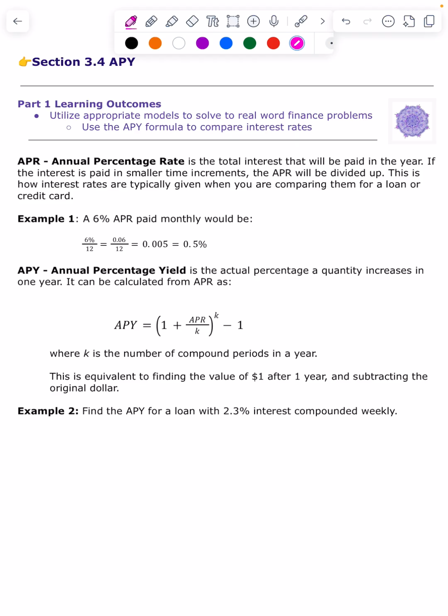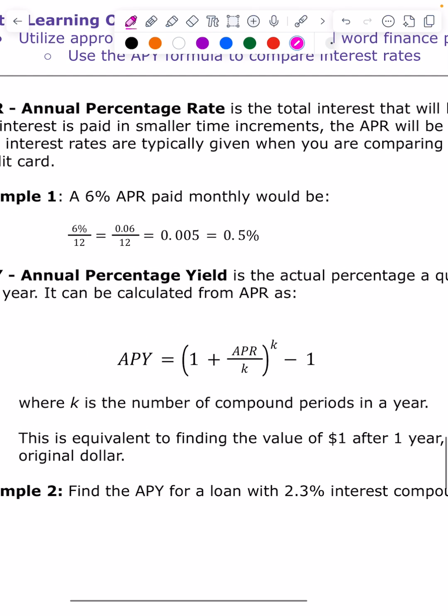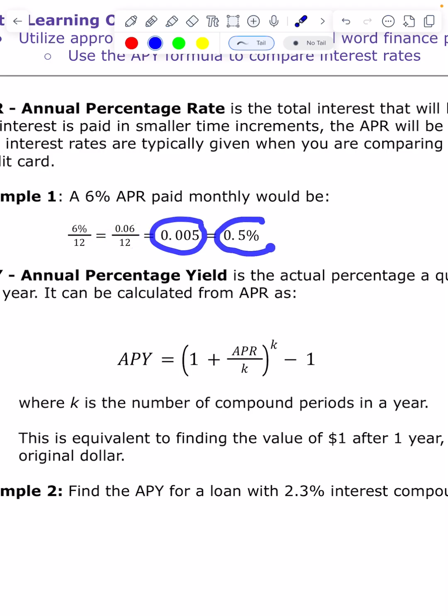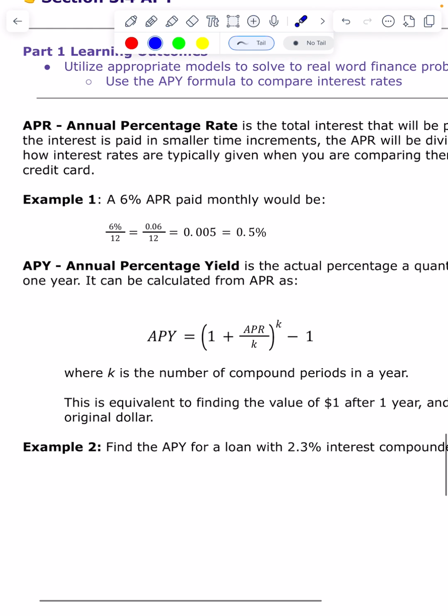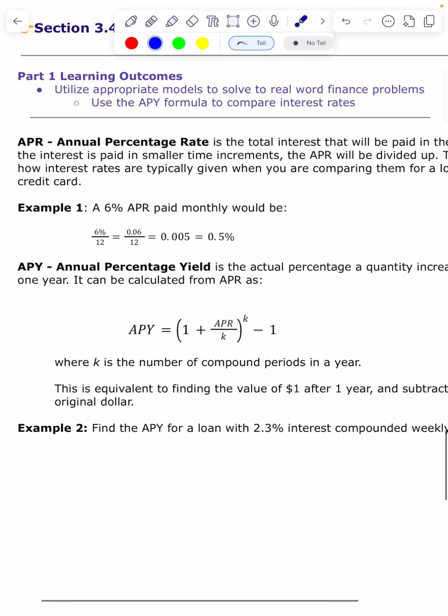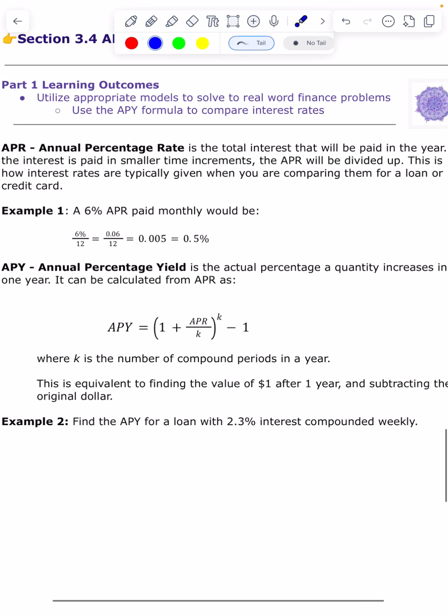So for example 1, a 6% APR paid monthly would be 6% divided by 12, or 0.06 divided by 12, which is 0.005, and that would be 0.5%. That's the monthly interest rate. Now, annual percent yield is the actual percentage a quantity increases in 1 year.